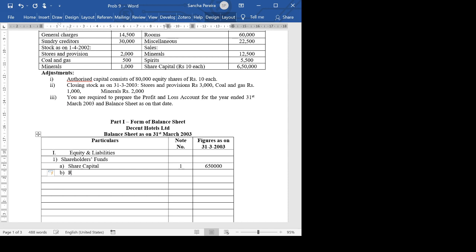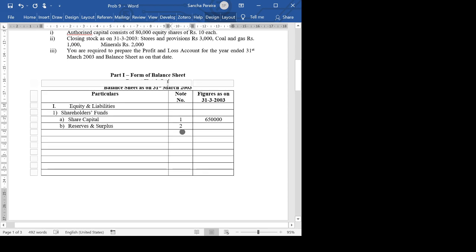Then we have B, which is reserves and surplus, which we are yet to fill because we have to wait for the profit and loss account. But this will be note 2. We'll have to come back to this. So that's it under the first part, shareholders funds. Then we have non-current liabilities. We don't have anything under non-current liabilities. So I directly move to current liabilities.